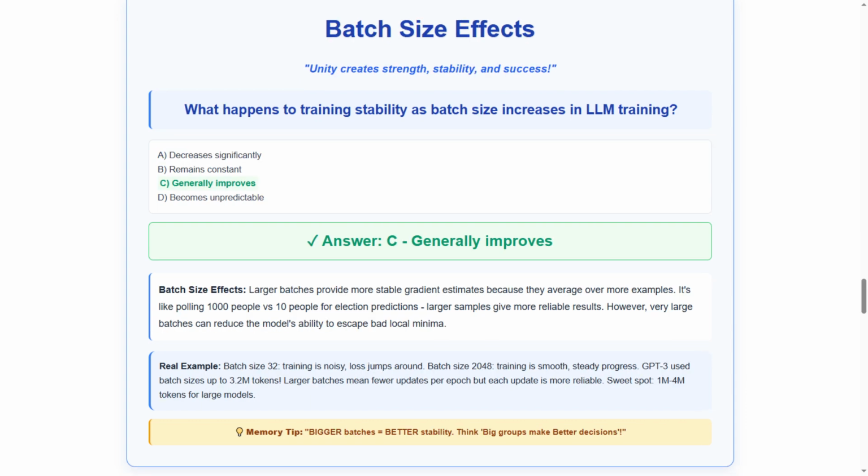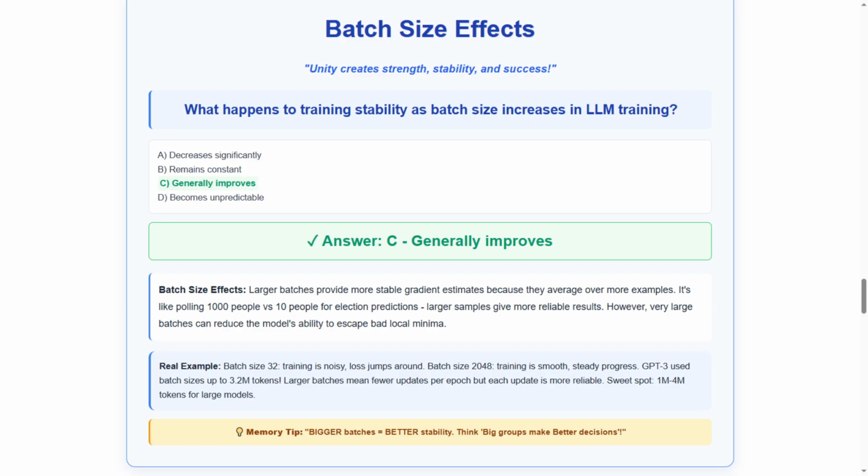What happens to training stability as batch size increases in LLM training? A. Decreases significantly. B. Remains constant. C. Generally improves. Or D. Becomes unpredictable. The answer is C. Generally improves. Here's the logic.